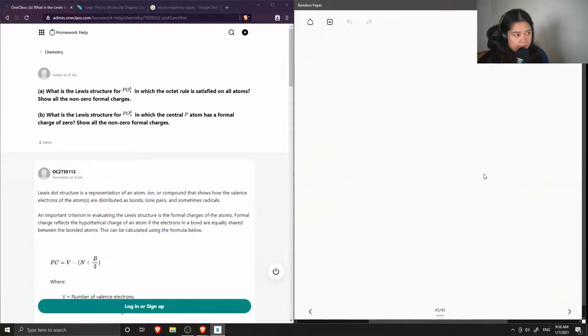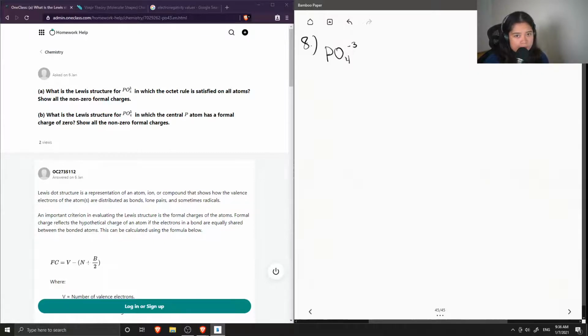Okay, so question number 8. What is the Lewis structure? Assuming that's PO4 minus 3. So the phosphate ion, in which the octet rule is satisfied on all atoms, show all the non-zero formal charges. And the second part, in which the central phosphorus atom has a formal charge of 0, show all the non-zero formal charges.